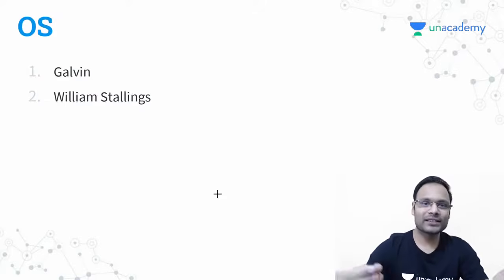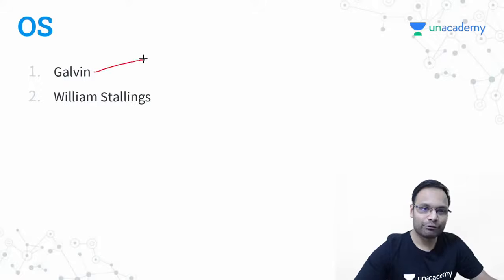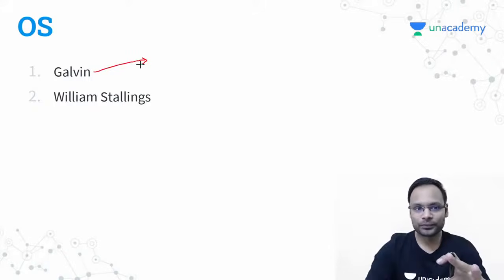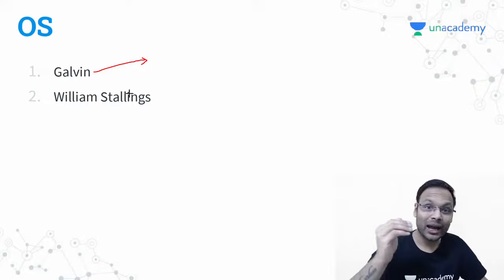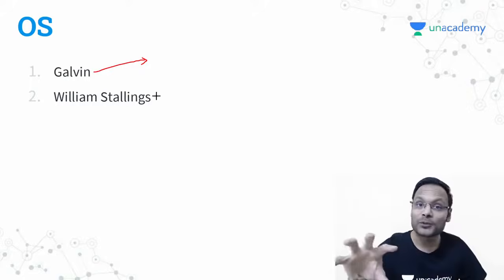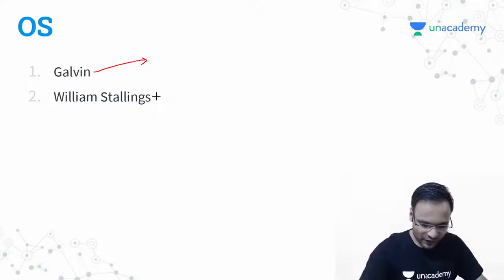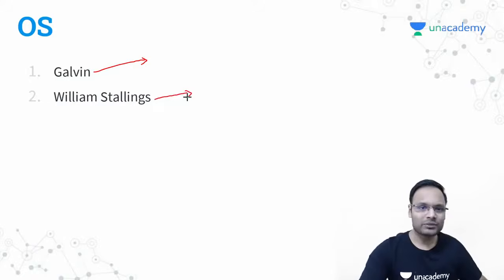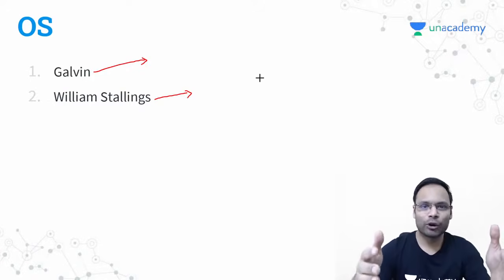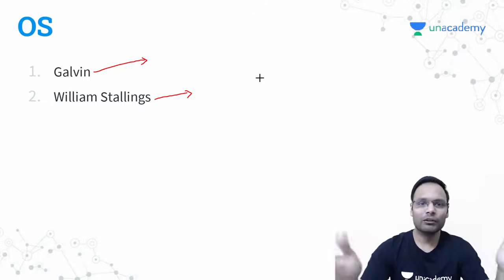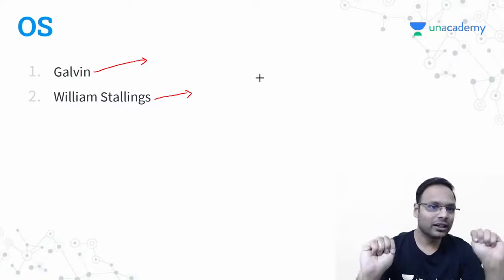For operating systems, Galvin has everything available, so you don't have to follow anything anywhere else. But still, if you would like to have a different language or some different perspective on other topics, you can go for William Stallings. William Stallings is also a really good book. There is another book for operating systems, Tanenbaum. You can follow that too, but still I find that these books will make everything comfortable for you.